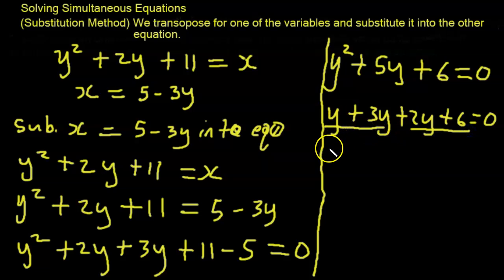So for the first group, the common factor there is y. In the bracket we'll have y plus 3. And for the second pair, the common factor there is 2. And also I did a detailed video on how we factorize these types of expressions. So check out my videos.